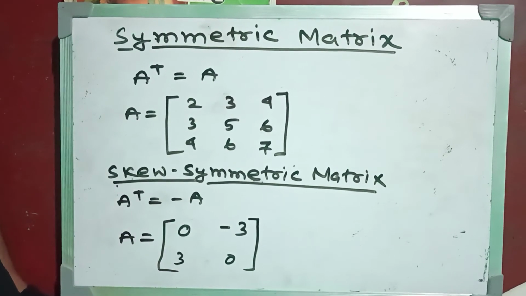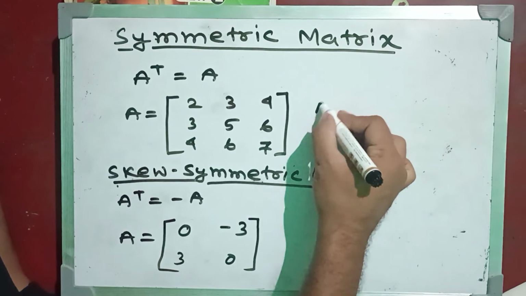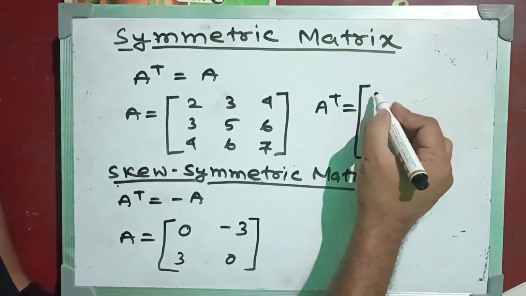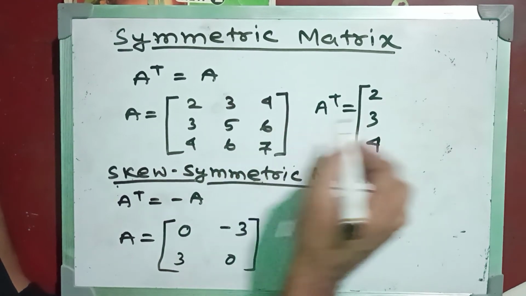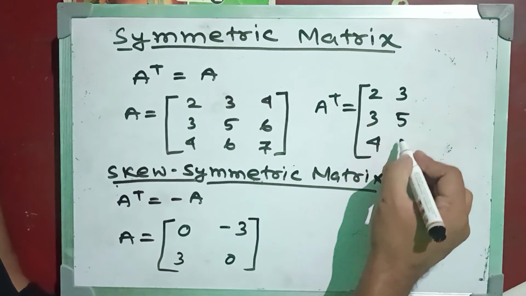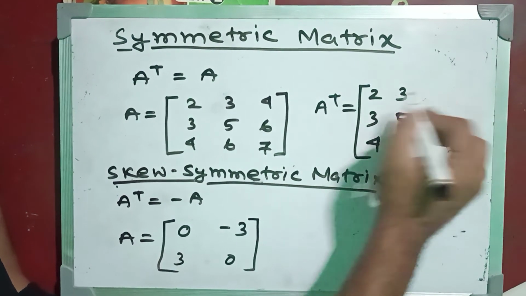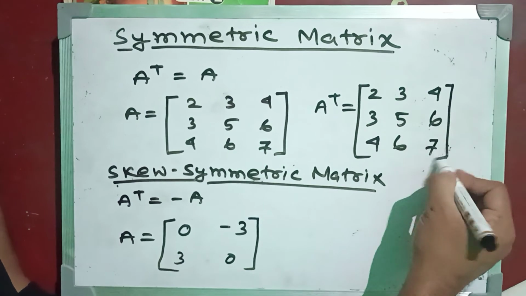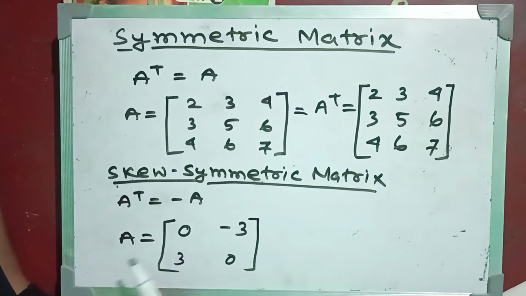Now I will discuss the symmetric matrix. If A transpose is equal to A, then it will be a symmetric matrix. Here I have taken a matrix A, and now A transpose will be, the first row will be the first column, so first row 2 3 4, second row 3 5 6 will be the second column 3 5 6, third row 4 6 7 will be the third column 4 6 7. So A transpose is exactly equal to A, that means A is a symmetric matrix.